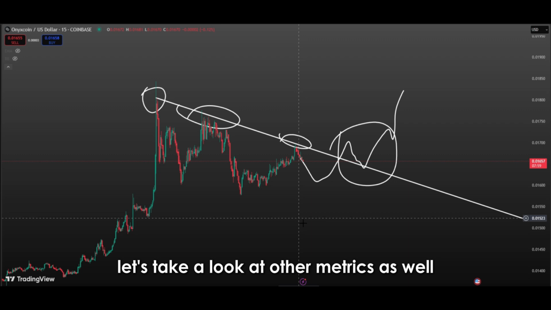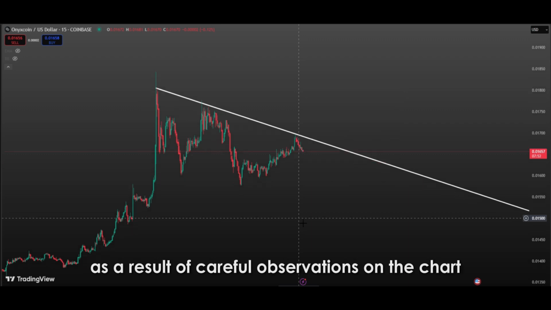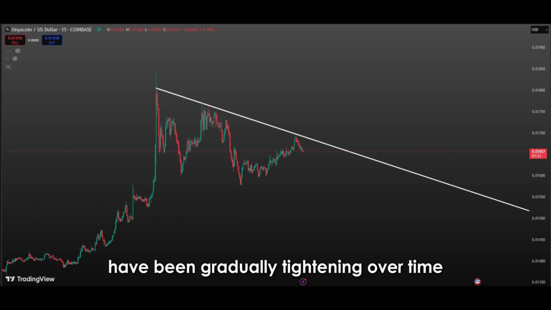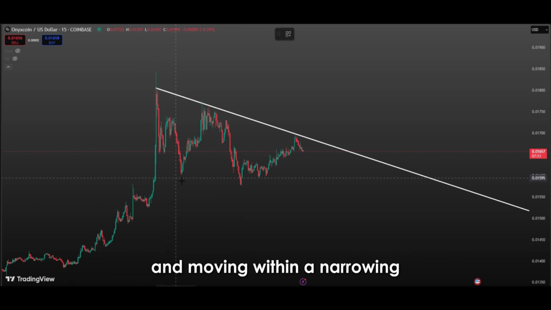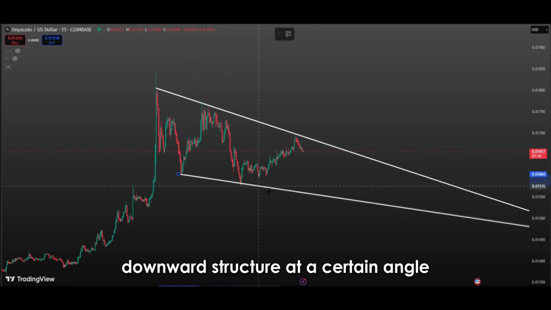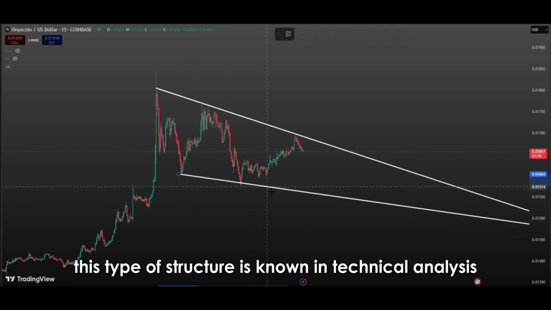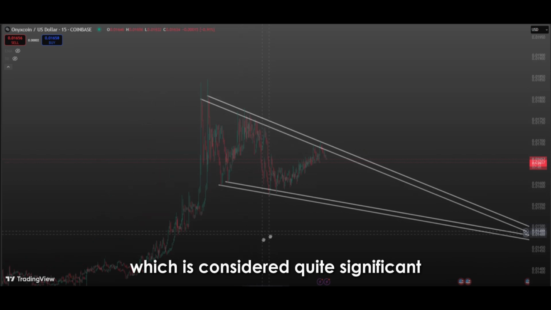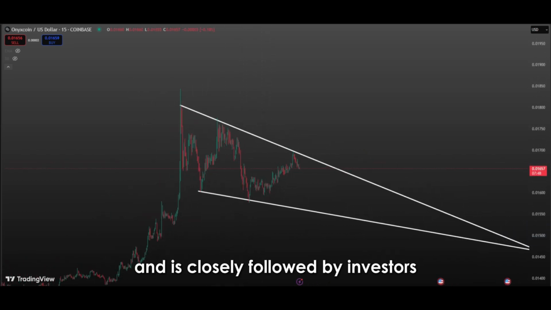Let's take a look at other metrics as well. Stay tuned. As a result of careful observations on the chart, it is clearly seen that price movements have been gradually tightening over time and moving within a narrowing downward structure at a certain angle. This type of structure is known in technical analysis literature as a falling wedge pattern, which is considered quite significant and is closely followed by investors.